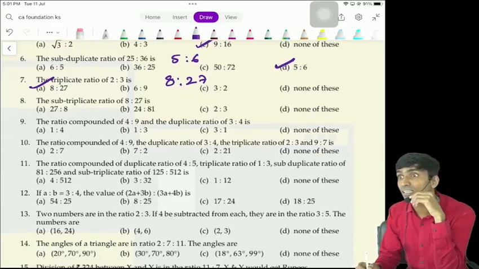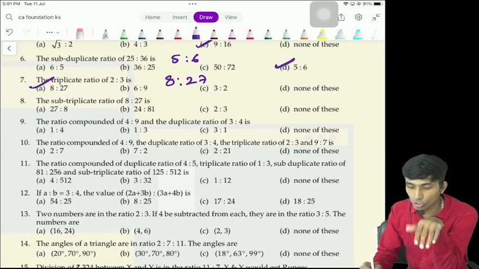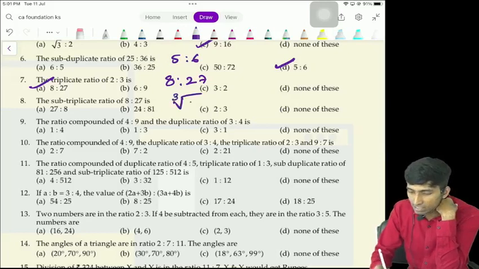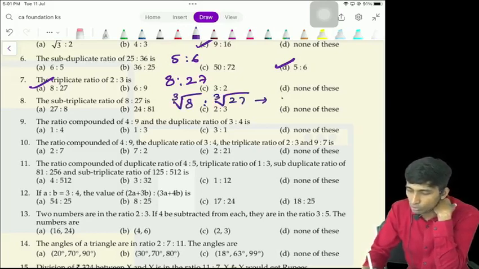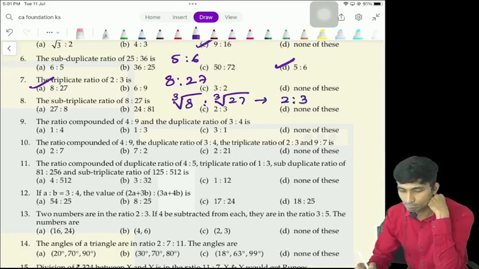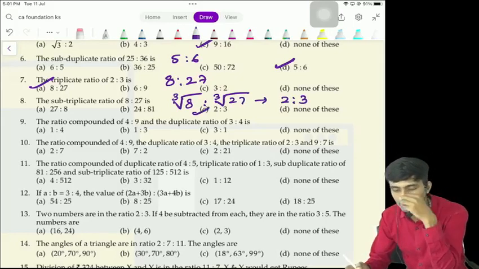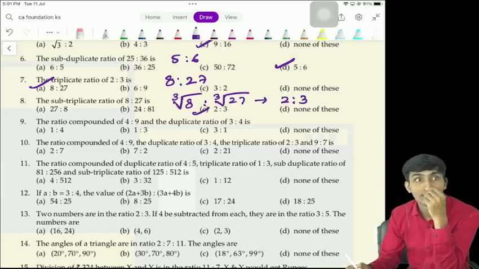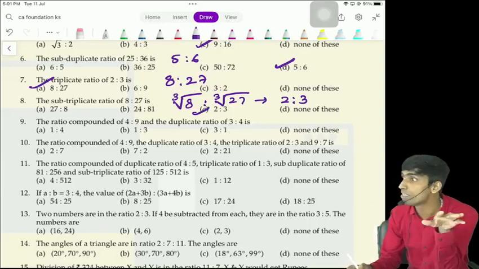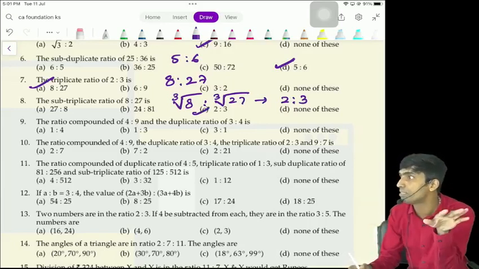Subtriplicate means? Cube root. Cube root of 8 is? 2. Cube root of 27 is? 3. So answer is what? 2 is to 3. Option is C. Am I going fast? No, easy? Chapter is simple. At least this part is very simple.